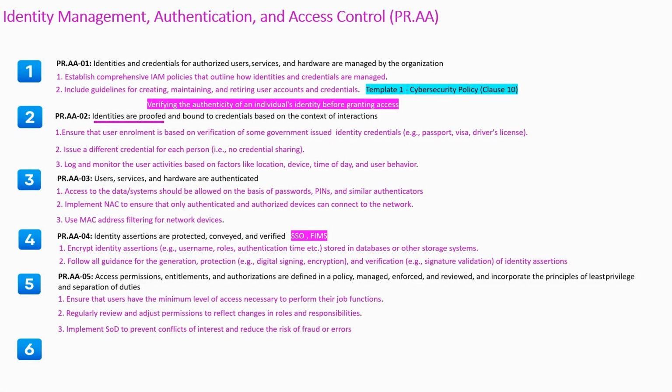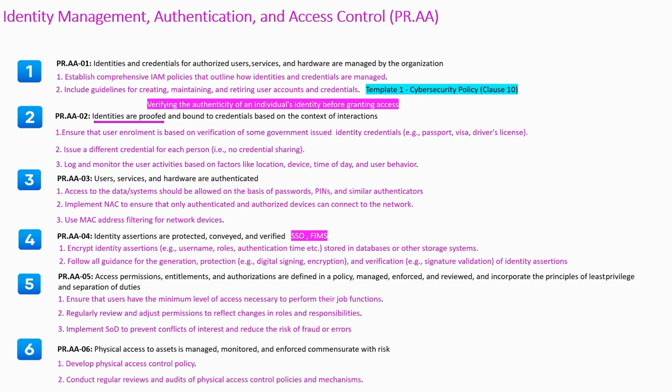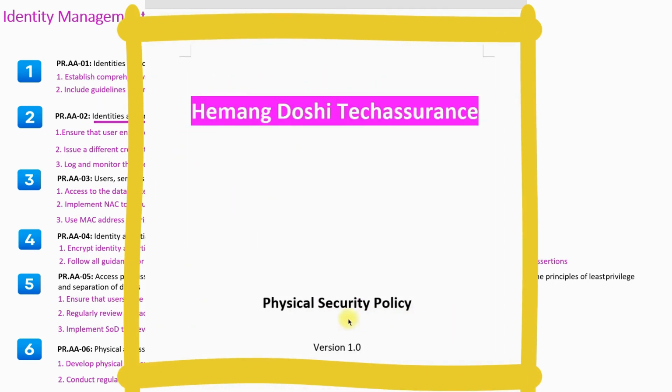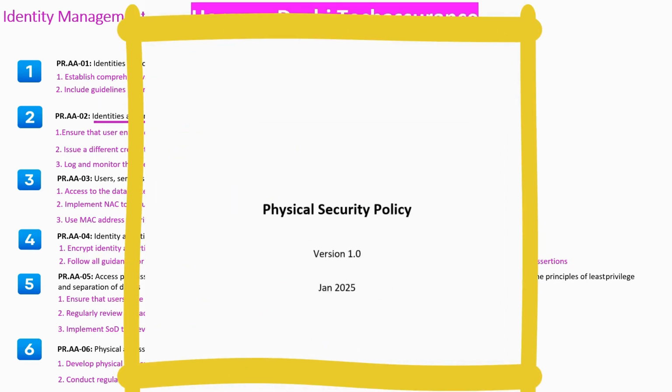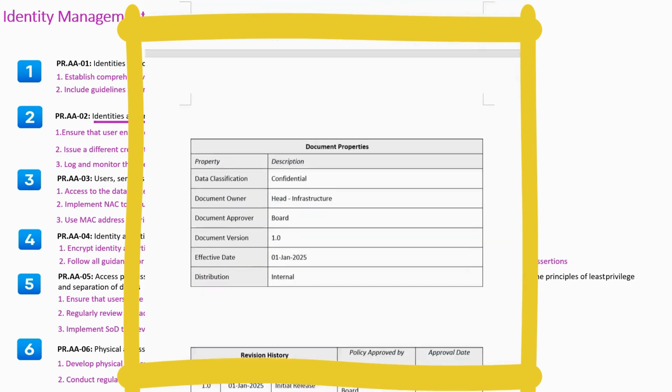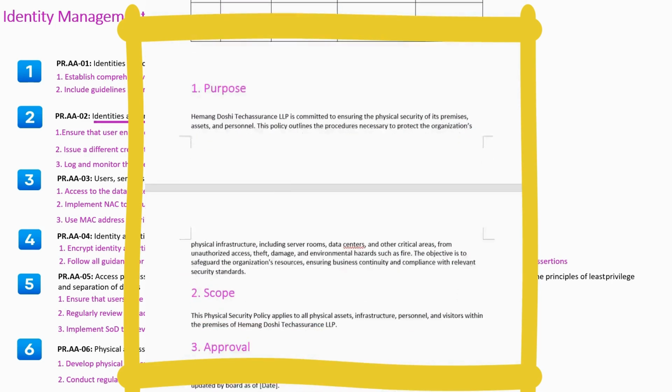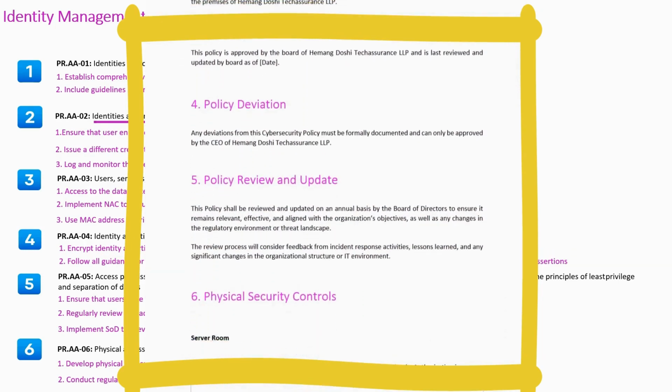The sixth subcategory is about physical access control. What you need to do is to develop a physical access control policy, get the same implemented, and ensure to conduct regular reviews and audits of your physical access control procedures. You may like to refer to our template 6, that is the physical access control policy, to understand how to draft a physical access control policy. You may like to use the same template for your organization.